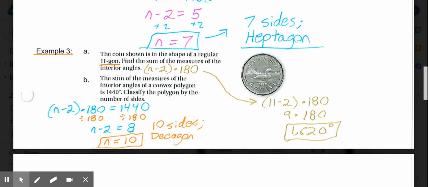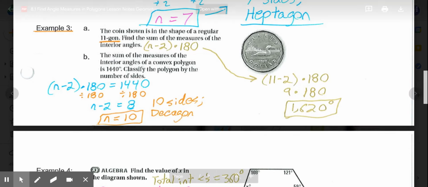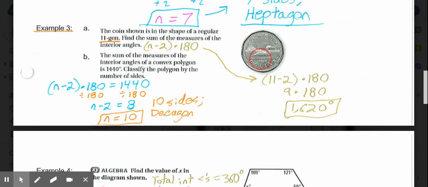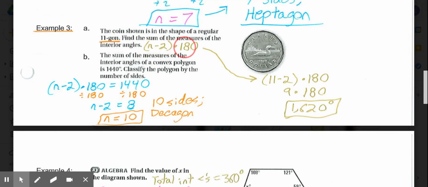Then we get down to examples 3, parts A and B. First off, we'll look at the coin in part A. It says the coin shown is a regular 11-gon. Find the sum of the measures of the interior angles. If we know it has 11 sides, 11 minus 2 multiplied by 180. So 9 times 180 gives us 1,620 degrees.